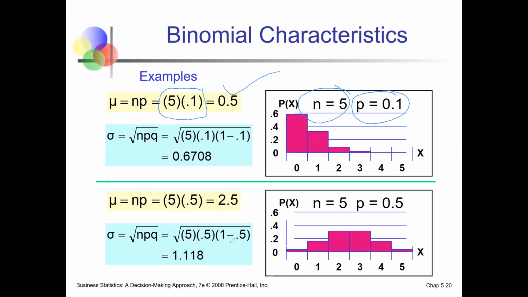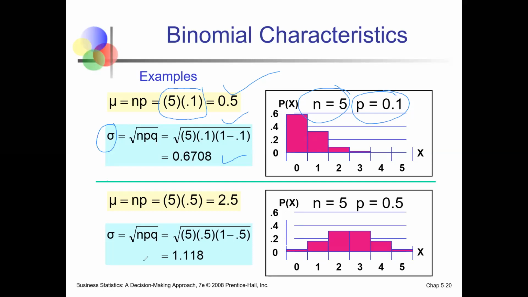And similarly, the standard deviation of the binomial distribution is the square root of npq. We are just multiplying n, p and q, and we get the answer 0.67 as the standard deviation of the binomial distribution of x.